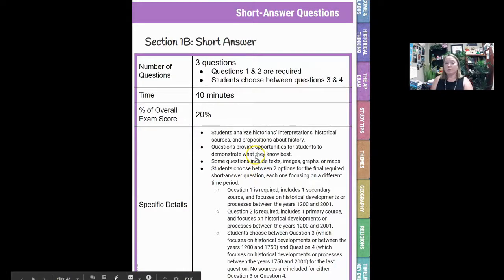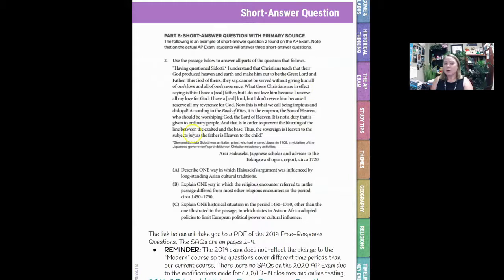This is the short answer questions. These also usually have 2 out of the 3 of them with a stimulus. Usually these are focused on being able to understand an author's argument or looking at what evidence would support or refute an author's argument. So again, that concept of being able to understand historical documents becomes very relevant.